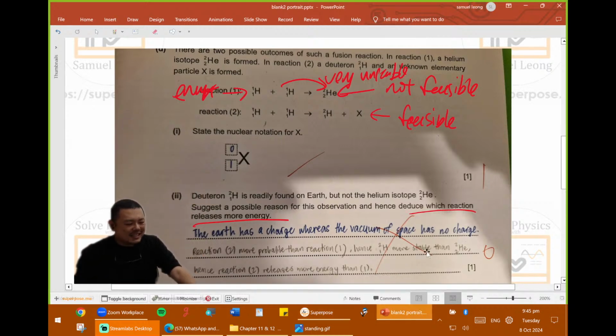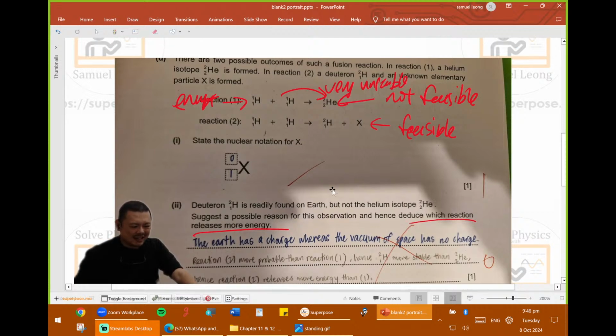Okay, so they're using stability as an indication for what releases more energy. So it is very similar to what we are saying, right? But I wouldn't even entertain the idea that reaction one is even possible. You get what I'm saying? Yeah, because I honestly don't think that it can actually happen. Like reaction one.